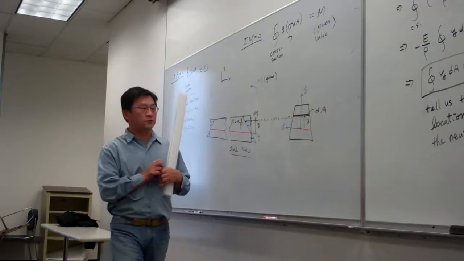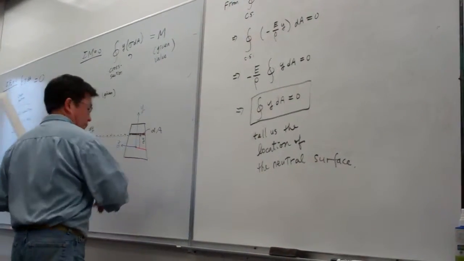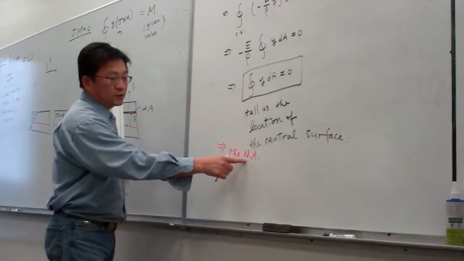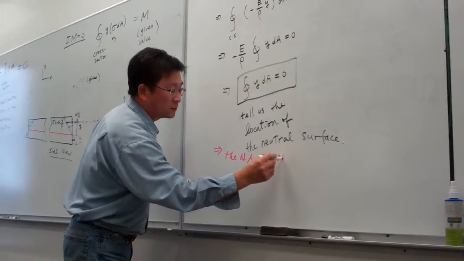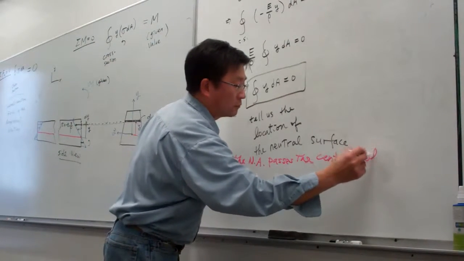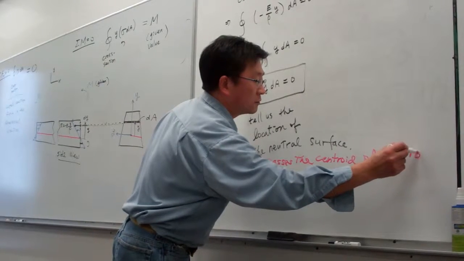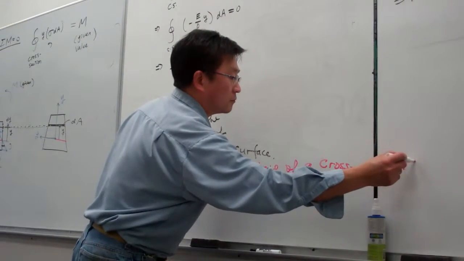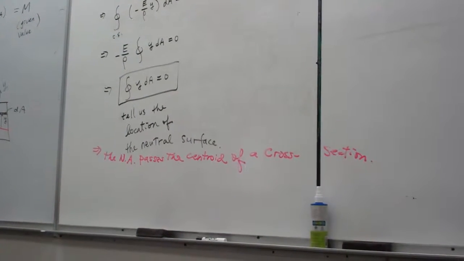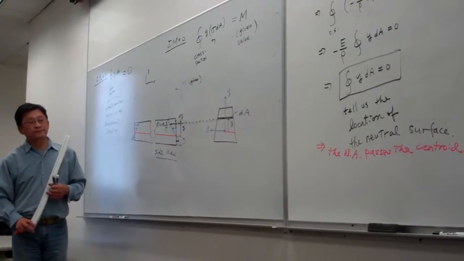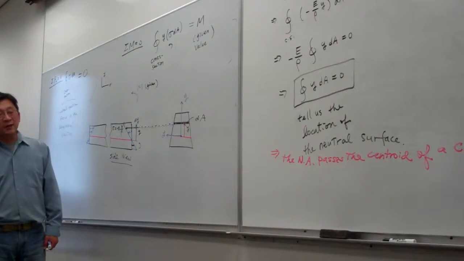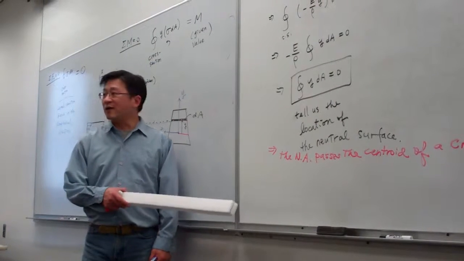Which means here, the neutral axis, NA is neutral axis, passes through the centroid of a cross section. Simply use this rule, and we can determine the location of the neutral surface. Okay, keep this in mind, and later we will use an example to demonstrate how to do the calculations. And I can tell you, the majority of your calculation will be on this part.